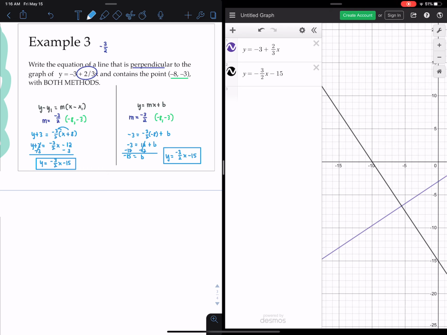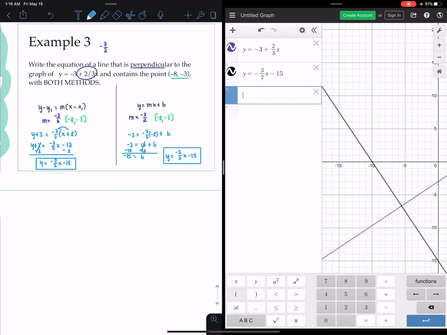And we want to know if it actually passes through the proper point, which is -8, -3. And you can see that the black line, which is the line we came up with, actually does pass through that point at -8, -3. So we can be 100% certain that we have the correct line for this.